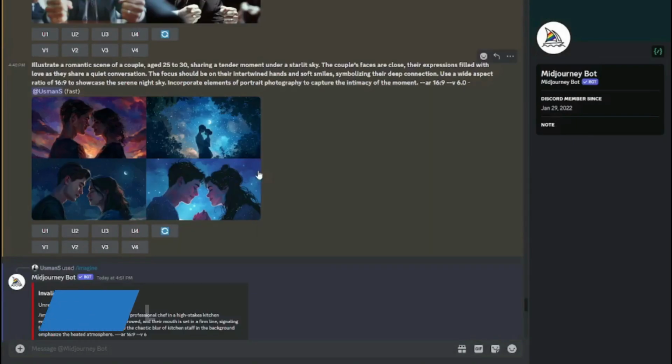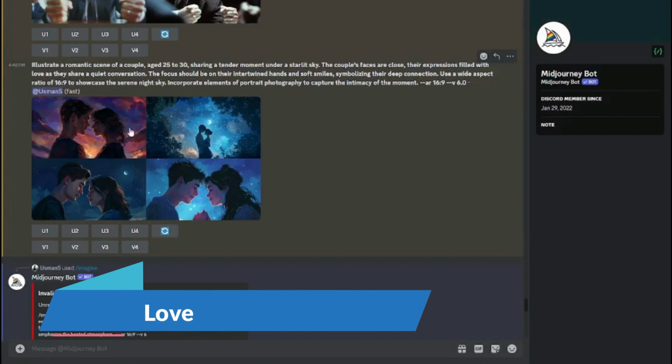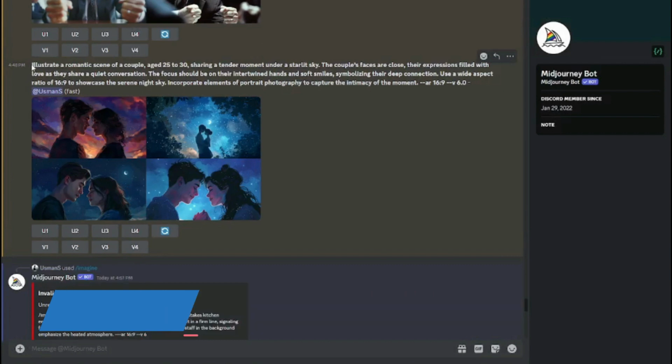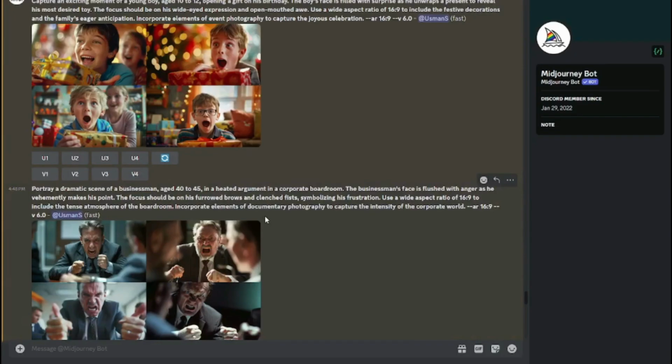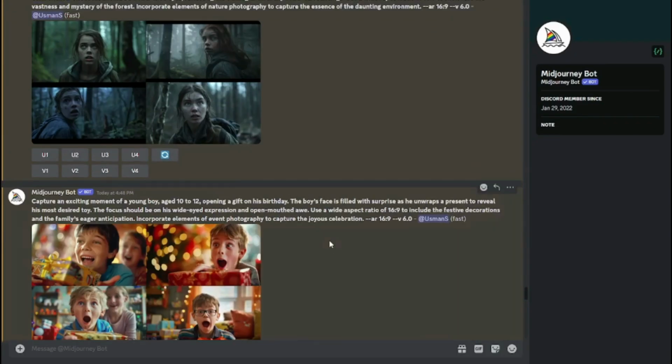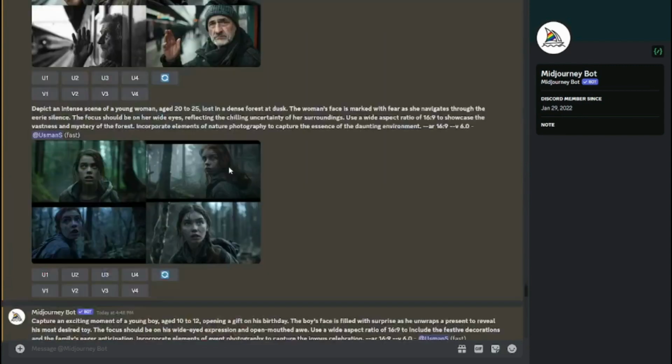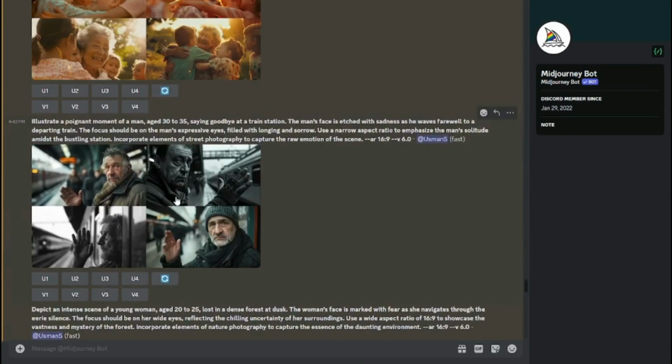Okay, now last but not least, we have the love emotion. I typed in my prompt: illustrate a romantic scene of a couple aged 25 to 30 sharing a tender moment under a starlit sky. The couple's faces are close, their expressions filled with love as they share a quiet conversation. The focus should be on their intertwined hands and soft smiles. And take a look at this. Wow, this is absolutely beautiful, right? So yeah, guys, this was the illustration of how you can specify emotions for your facial expressions.